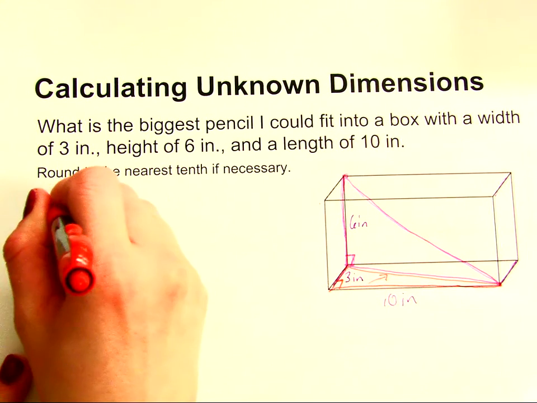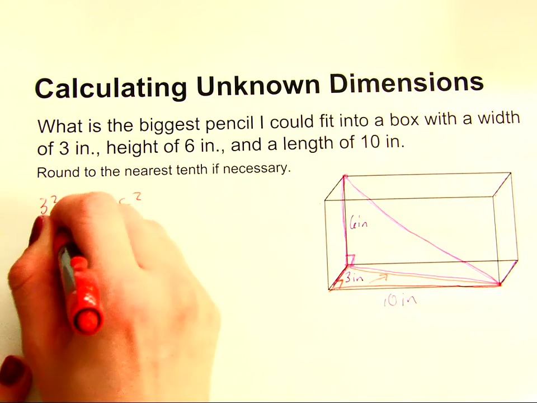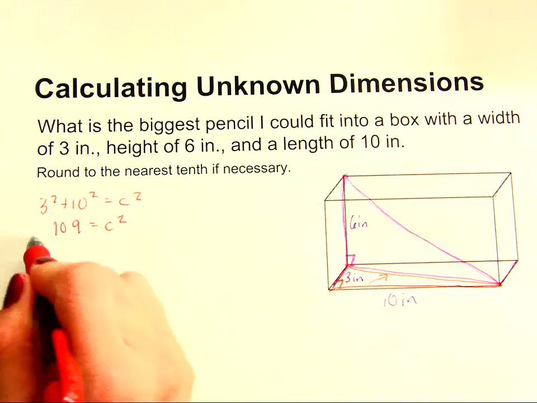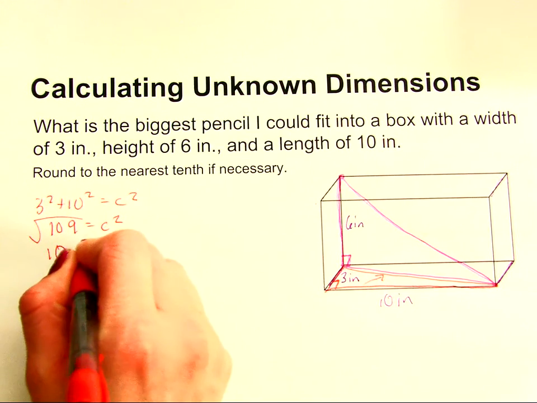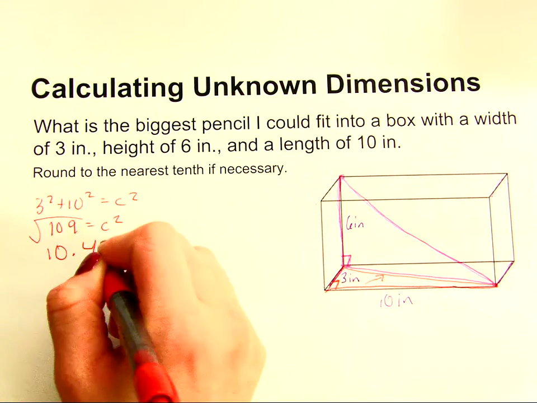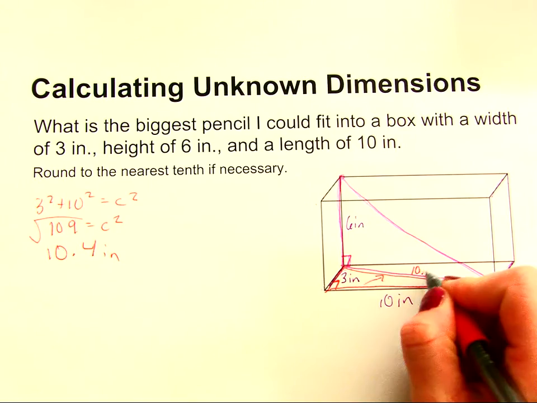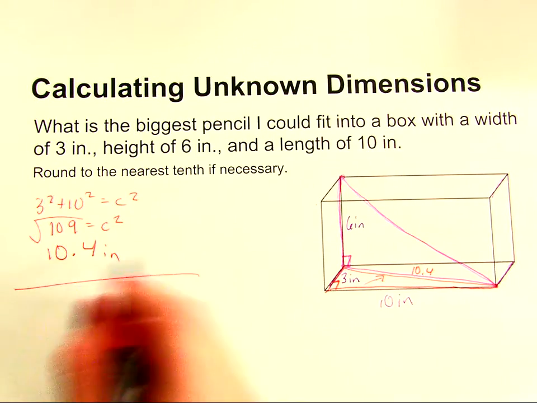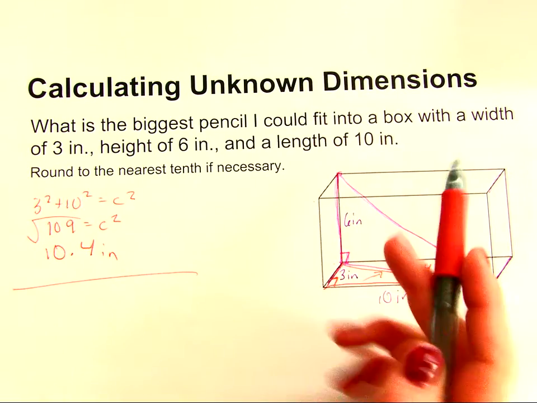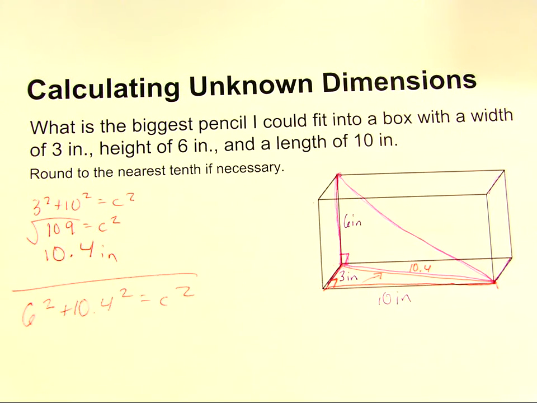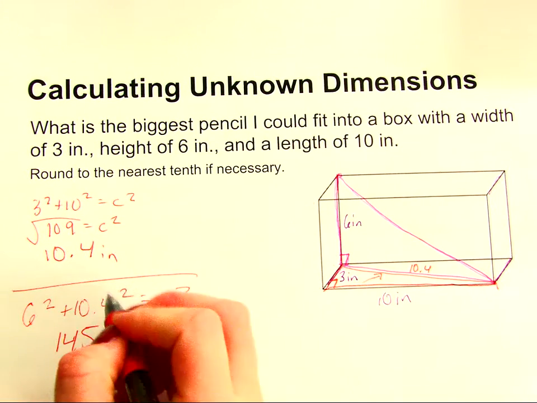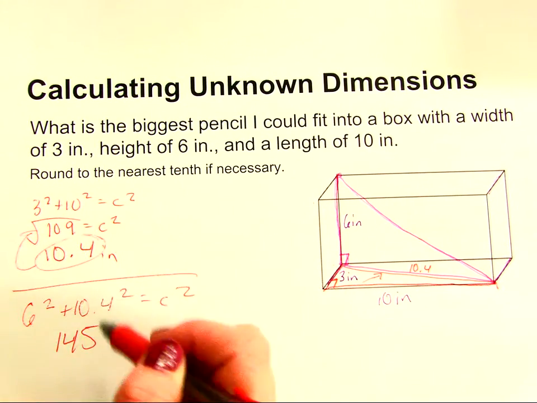So that's 3 squared plus 10 squared. It's 109. Take the square root of 109. I get 10.4 inches. And so now that's my leg length of my second triangle here. So 6 squared plus 10.4 squared is c squared. Now I know I rounded here, but I know when I square it should bring me right back to 109.